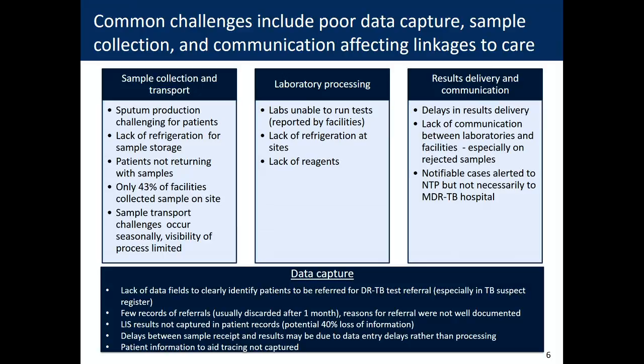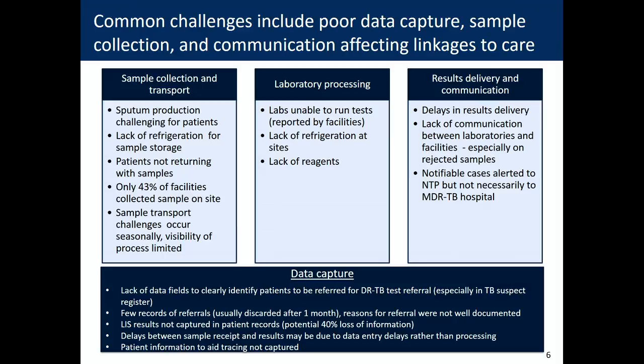Laboratory processing, like I mentioned, could lead to some of these delays that we're seeing. Oftentimes, labs are reporting that they can't run tests. They don't have the necessary refrigeration. Sometimes they run out of reagents. Then results delivery and communication. There was a huge delay in results delivery, as we showed, but there were also communication gaps. The facilities reported that they don't want to send samples forward because they don't receive anything back. So the trust in that system to make sure that the laboratory is processing the samples wasn't there, and oftentimes that was a big break.